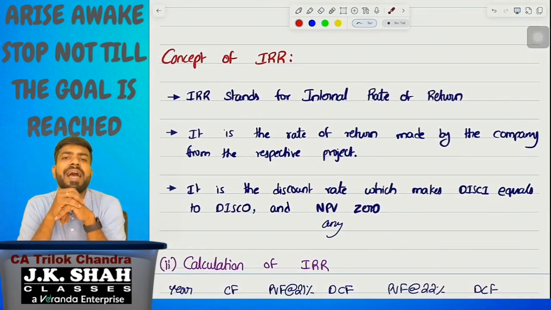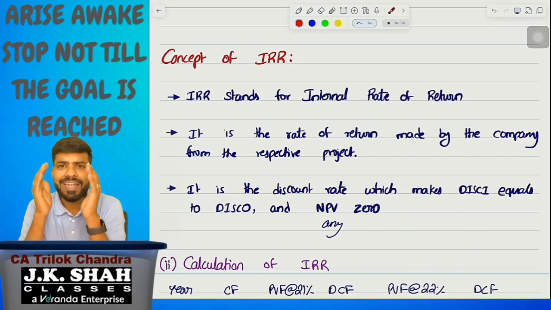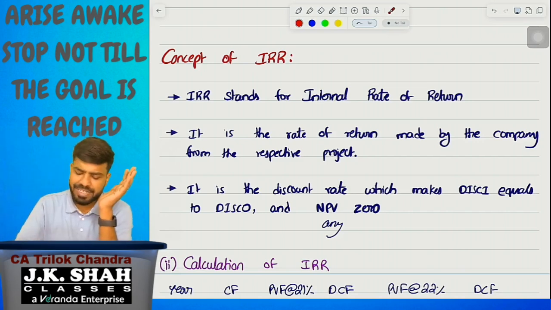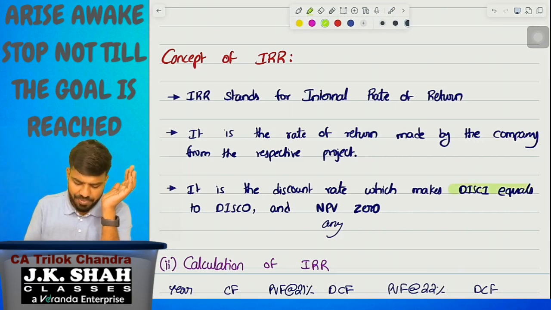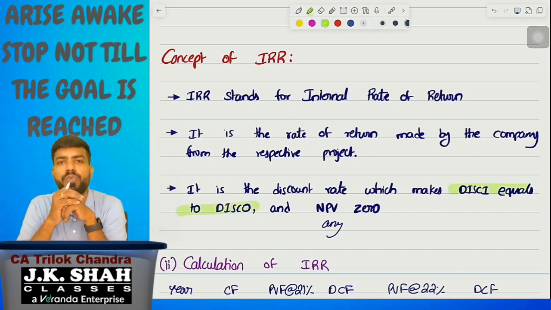Generally at IRR, discounted cash inflow is equal to discounted cash outflow. Why? Let us understand that. Please understand, this point is very important. Here I stated that it is the discount rate which makes discounted cash inflow equal to discounted cash outflow. Let us understand this point.